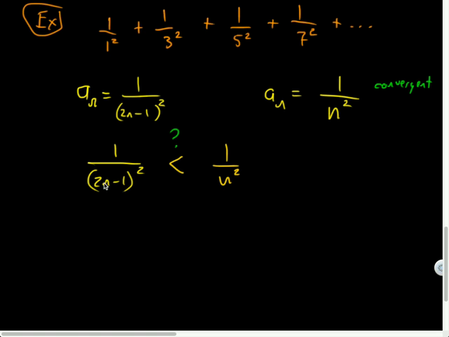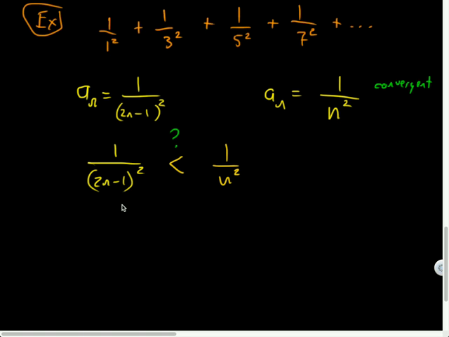So let's plug in 2 for n. 2 times 2 is 4 minus 1 is 3, so 1/3 squared. Is that less than 1/4? Wait a minute. What did I just do wrong, guys? 3 squared is 9, so 1/9. There we go. Is 1/9, or 0.1 repeating, less than 1/4? And yes, it is.